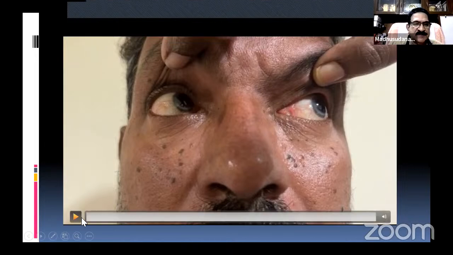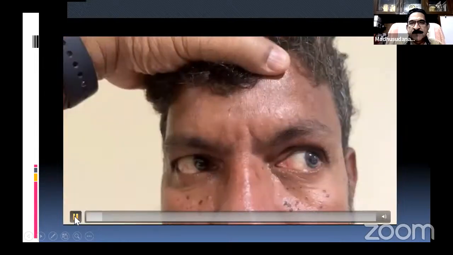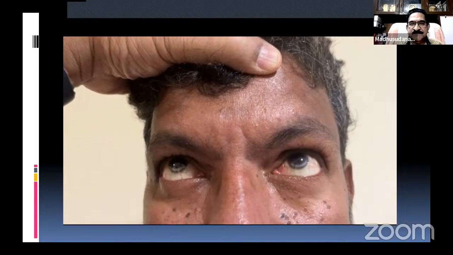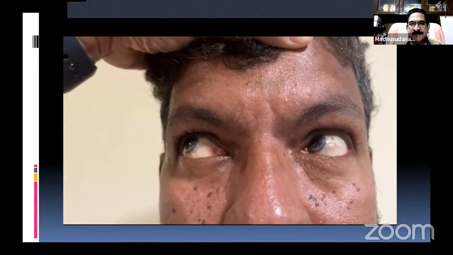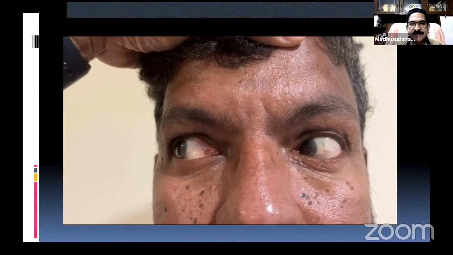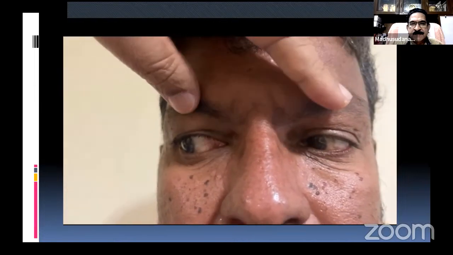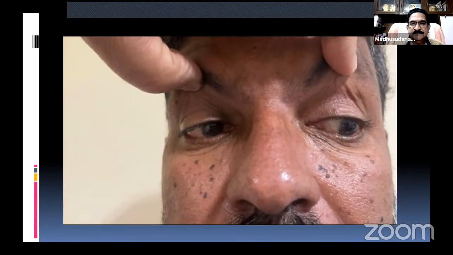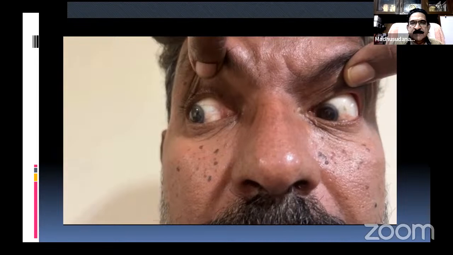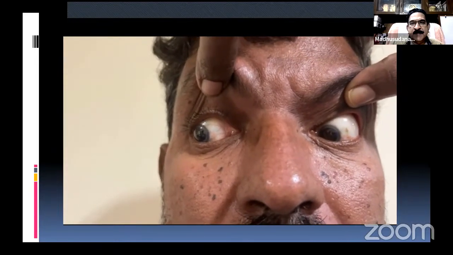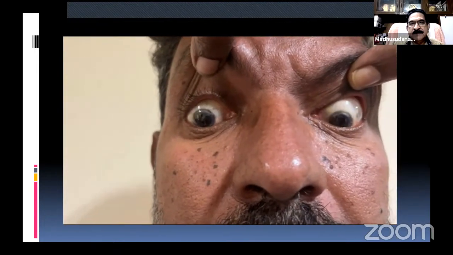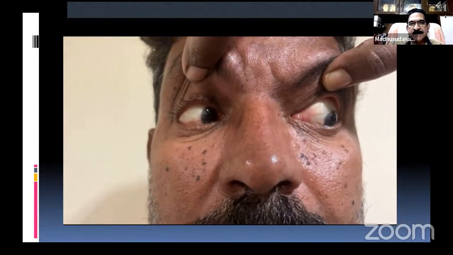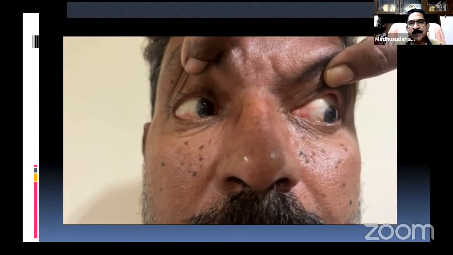You can look at the ocular movements. Pupils were normal, reactive to light. Looking up and to the left side, straight up, up and to the right. Is there no diplopia now? Is there mild diplopia at this point of time? No, it's only one.